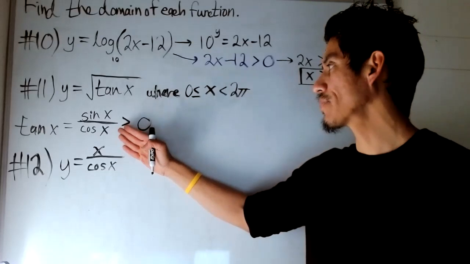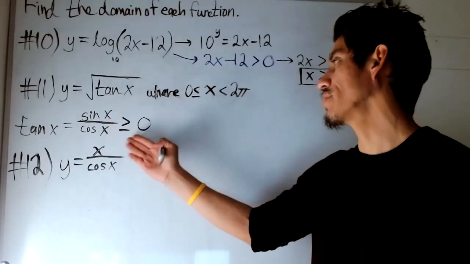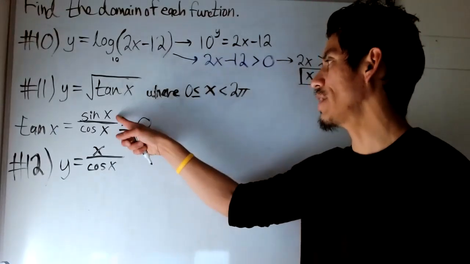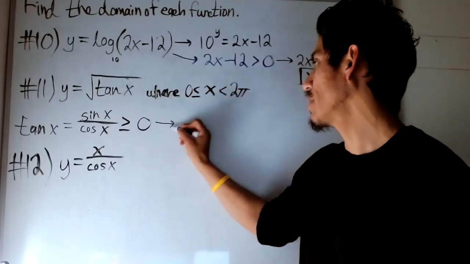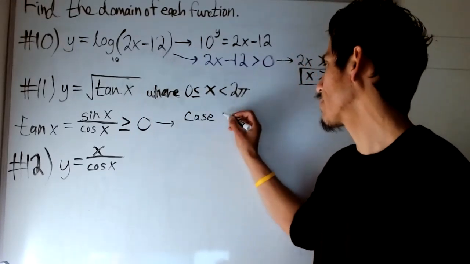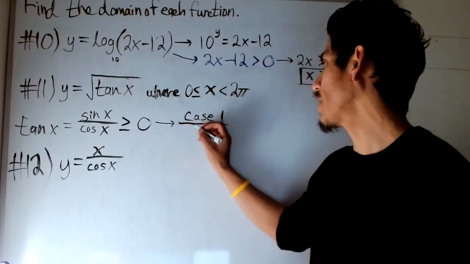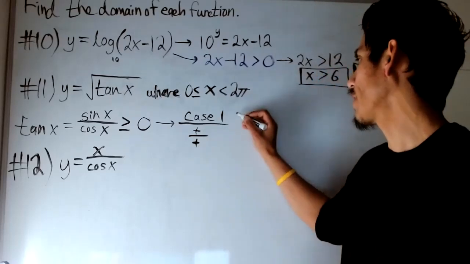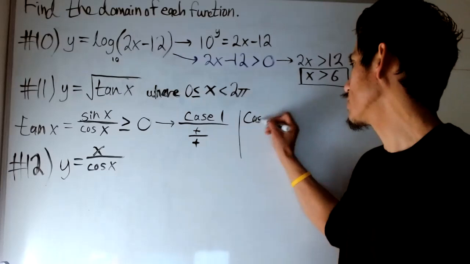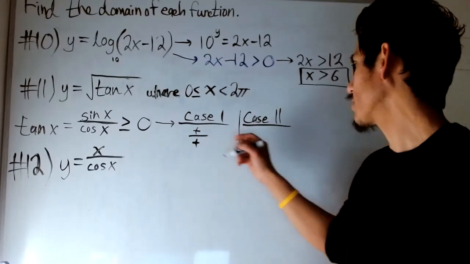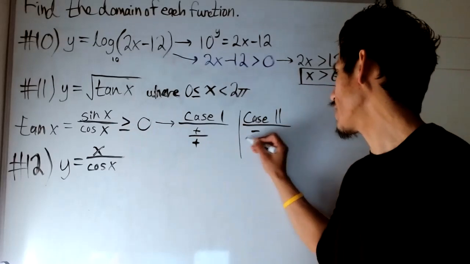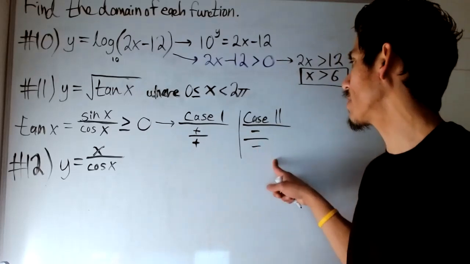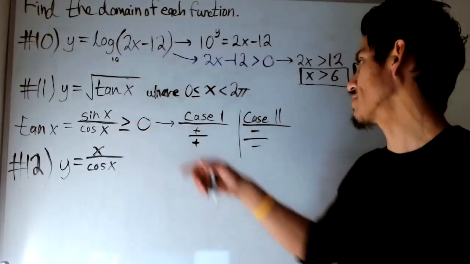So the sine of x, this will be 0, and that will make the whole thing 0. And what we want to find then are the cases. Case 1, they both could be positive, like positive over positive, which will make the whole thing positive. And case 2 would be if they're both negative, and negative over negative would make a positive number. So let's find where they're both positive and where they're both negative. And the third case is just when the sine of x is equal to 0.